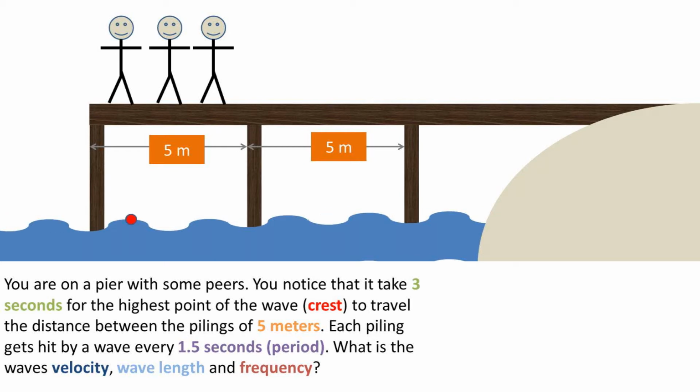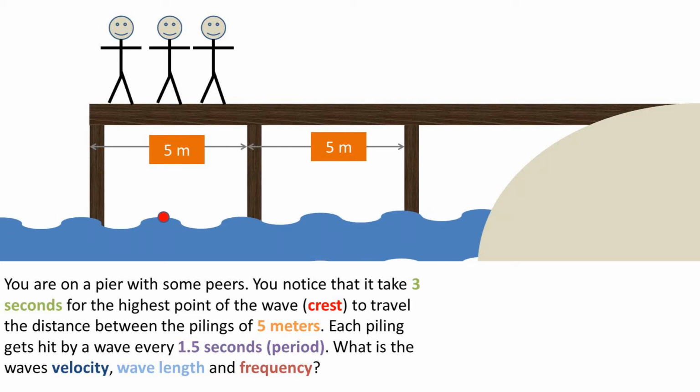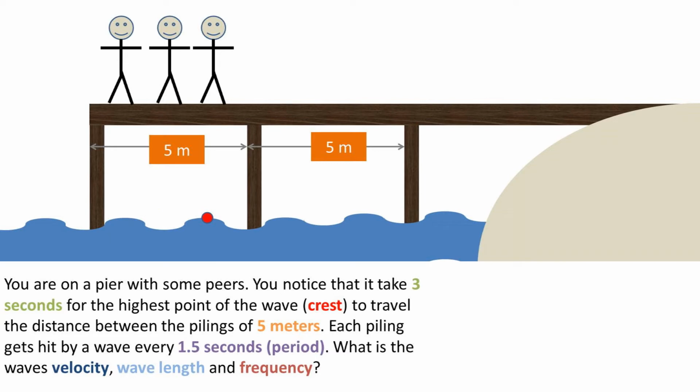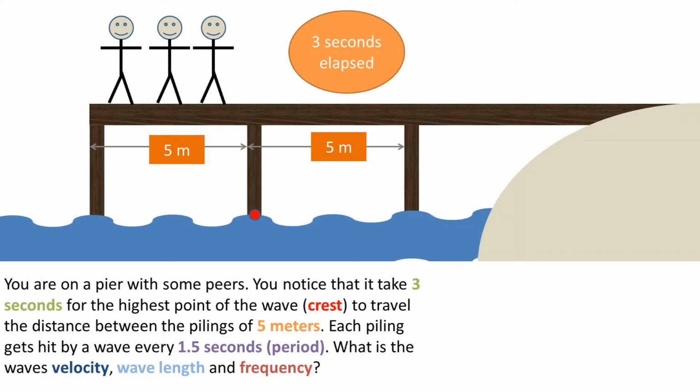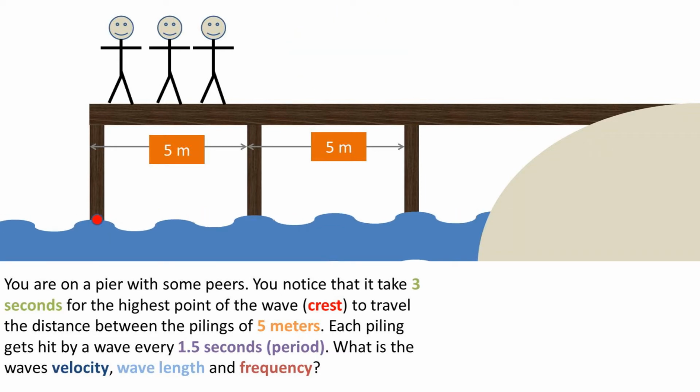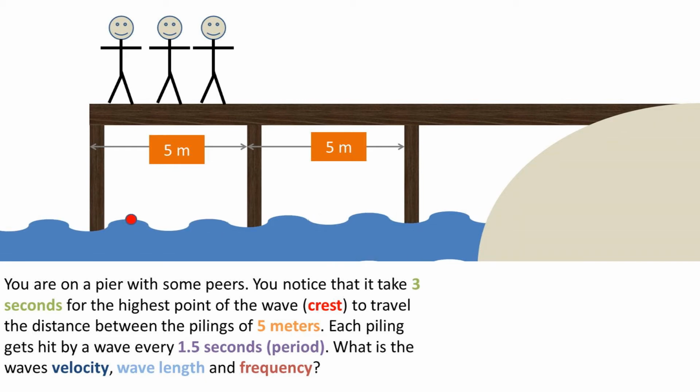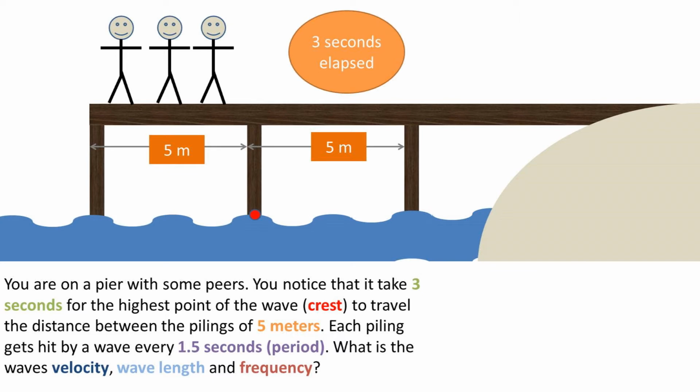You are on a pier with some pilings. You notice that it takes 3 seconds for the highest point of the wave, or crest, to travel the distance between the pilings of 5 meters. Each piling gets hit with a wave every 1.5 seconds, which is the period. What is the wave's velocity, wavelength, and frequency?